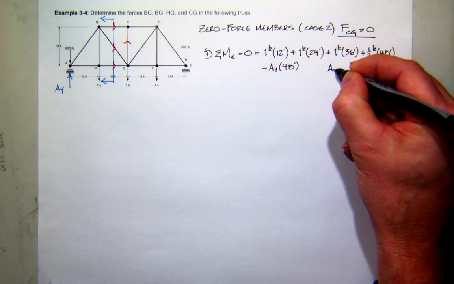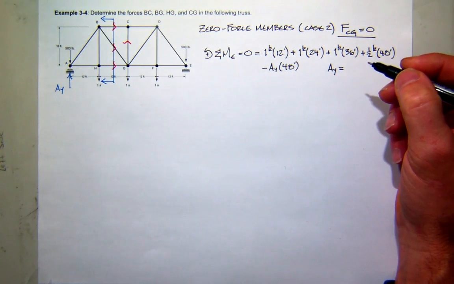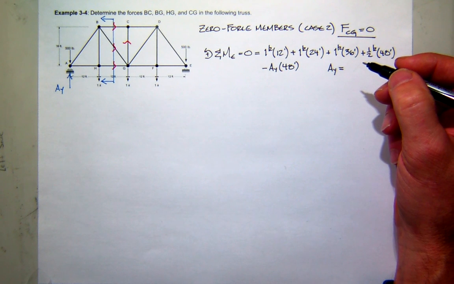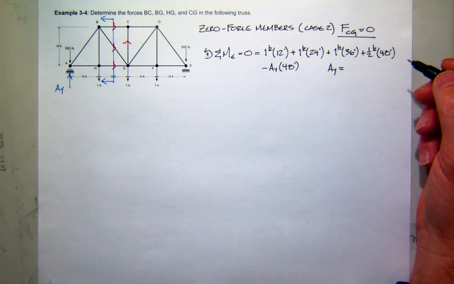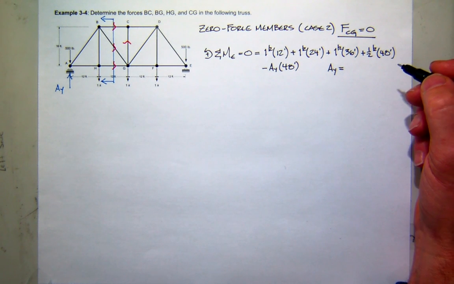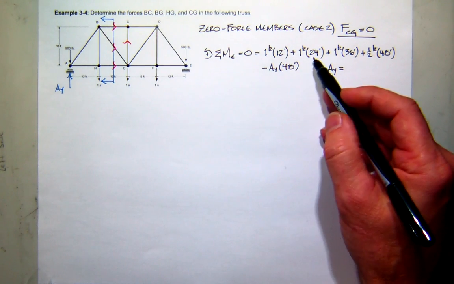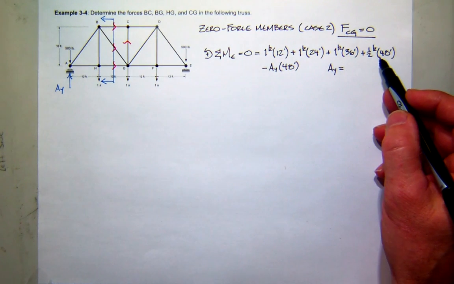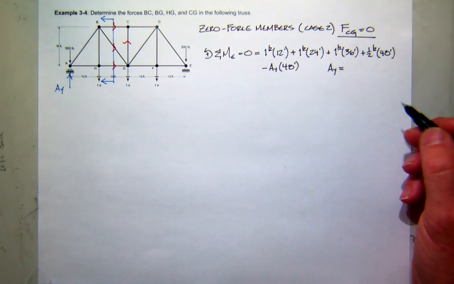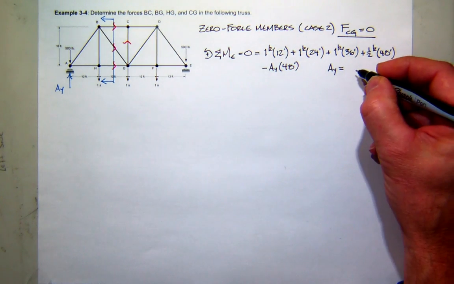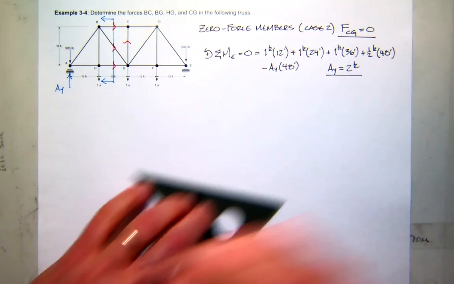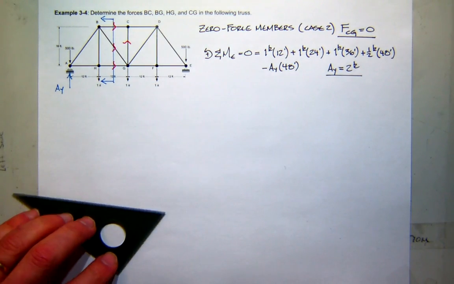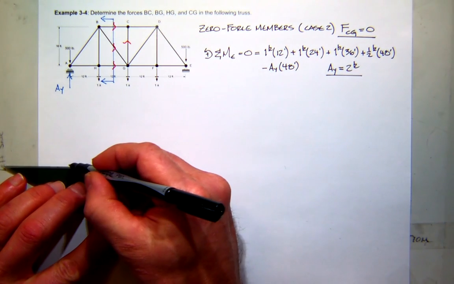So I should be able to solve for AY. I think it's going to be 2, (12 plus 24 plus 36 plus 24) divided by 48. Is that 2? Okay? So now I'm going to draw that free body so we can all see it.